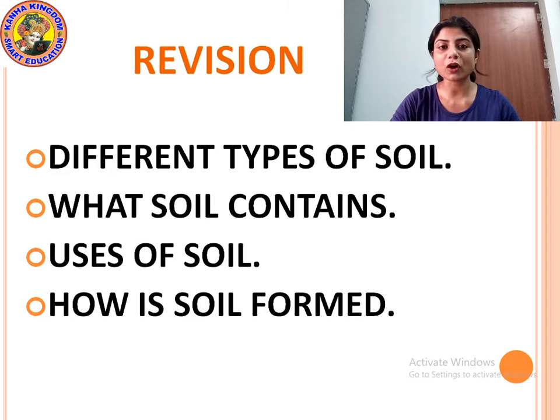Understood? How is soil formed? Soil is formed by the breaking down of rock particles and the remains of dead plants and animals. The remains of the dead plants and animals mix up with the soil by the process of decomposition. Okay. And this soil is not formed in a day. It takes thousands and thousands of years to form a small amount of soil. Understood?